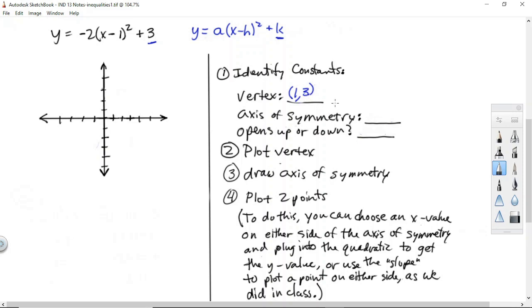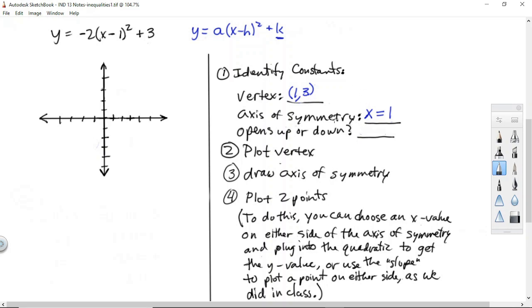The axis of symmetry is just the vertical line that goes through the vertex. It goes through the x-coordinate of the vertex, the vertical line x equals 1. We get it from that x-coordinate of the vertex, and that's the vertical line that goes through it. We will graph that, and it'll make more sense when we actually draw that line.